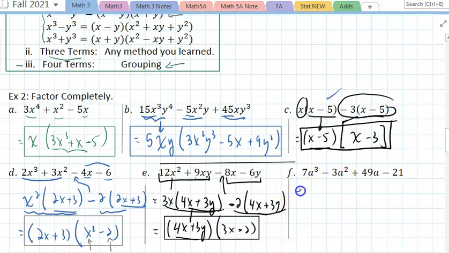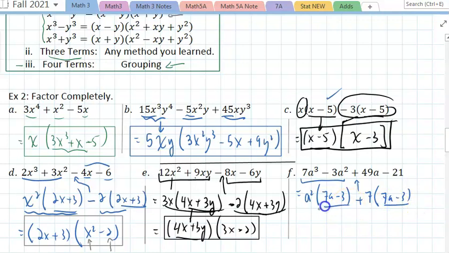Same deal here. I noticed that there's nothing common in all of those. So step 1 is done. Step 2, 4 terms, grouping. What's common between those and a squared? There'll be a 7a minus 3. You take that sign 90% of the time. What's common between 49 and 21? A 7. So 49 divided by 7 is 7a minus 3.